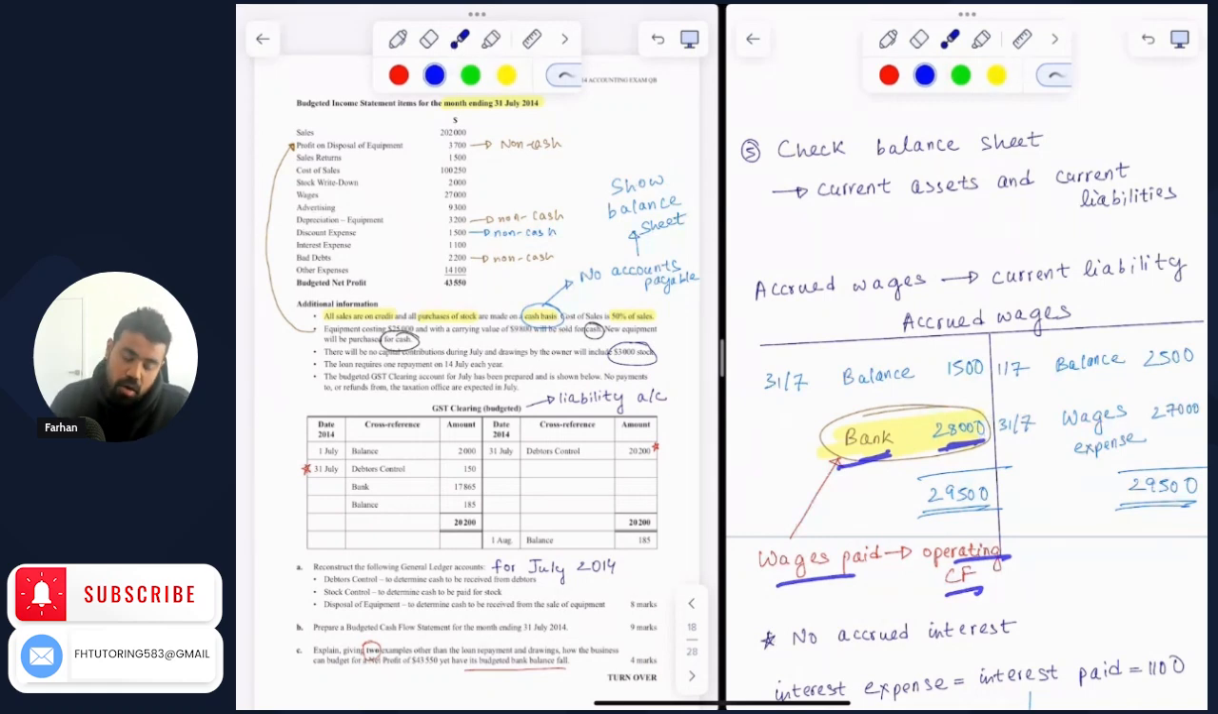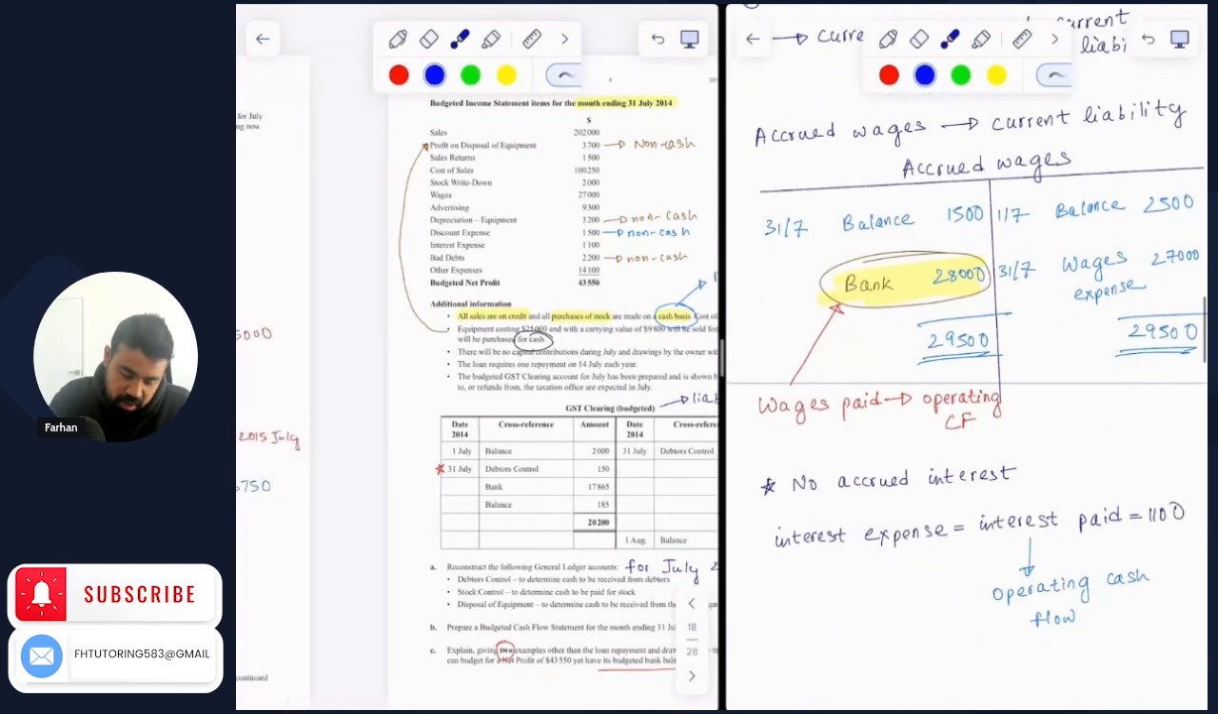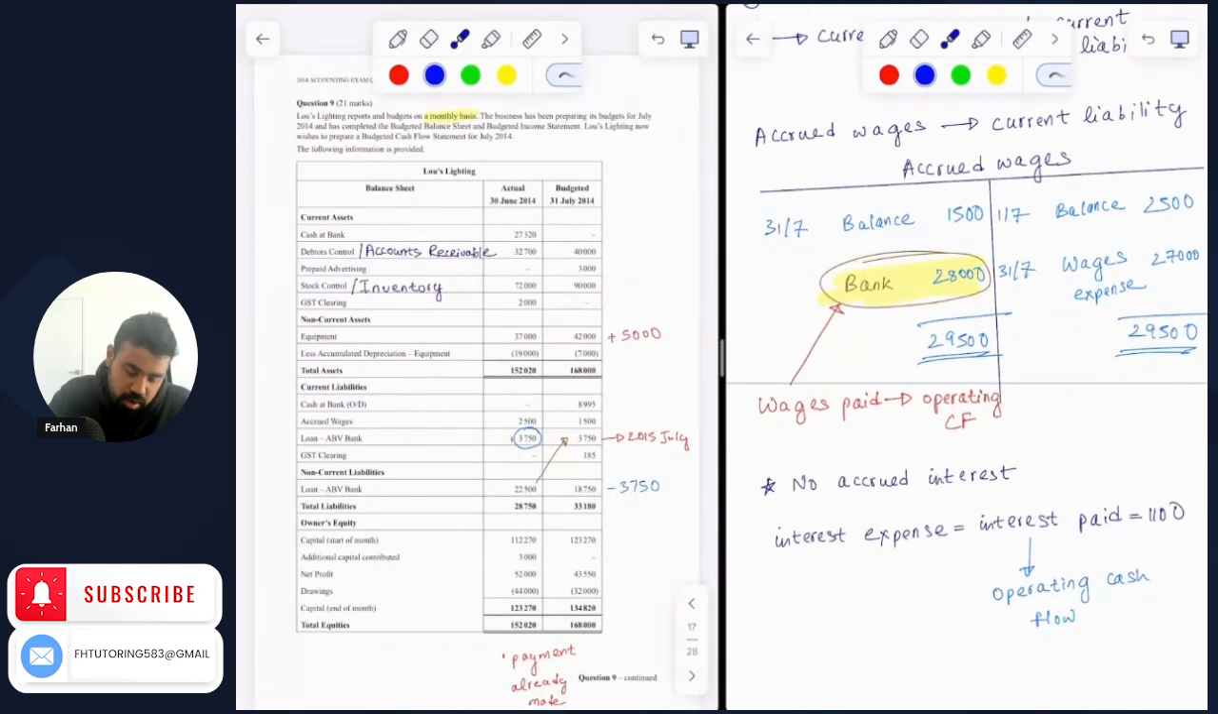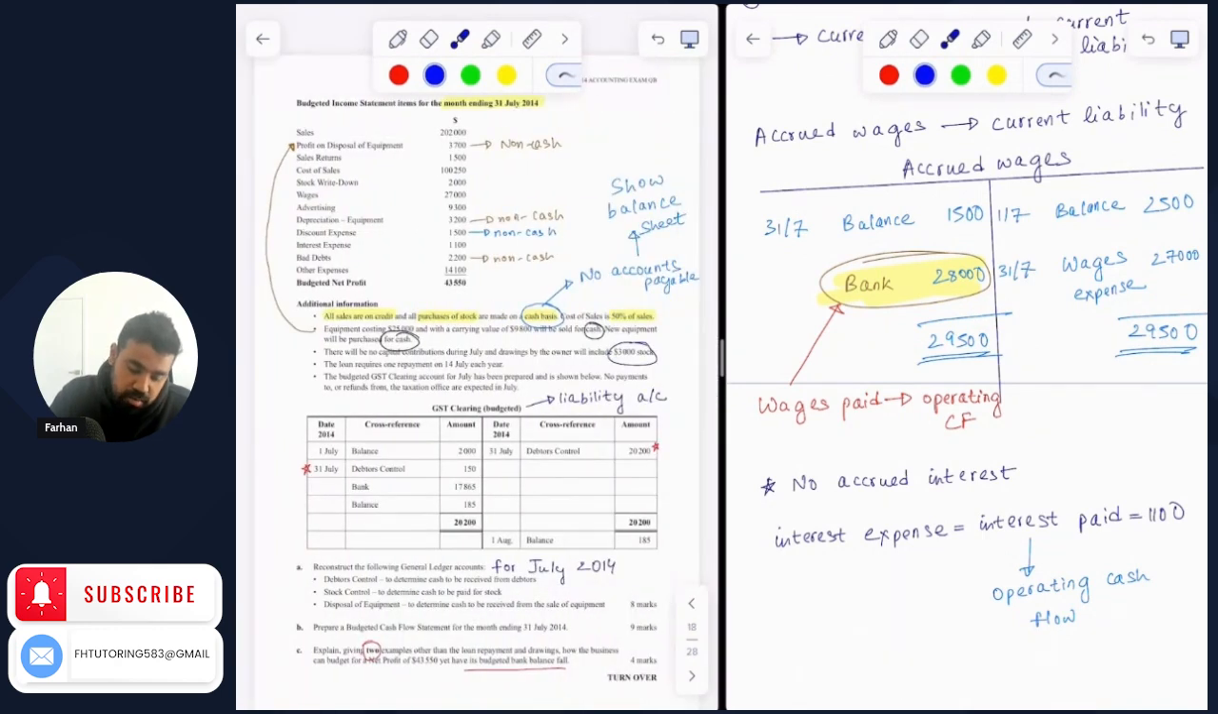Okay? All right. So we do not have any accrued interest in the current liabilities section. We only got accrued wages. In the income statement, you can see that the interest expense is given as $1,100. If we do not have any accrued interest, which means we do not owe any interest, this simply means that we have paid all the interest in cash. So the interest expense of $1,100 is also the interest paid, and this is an operating cash outflow, to be reported within the cash flow statement.